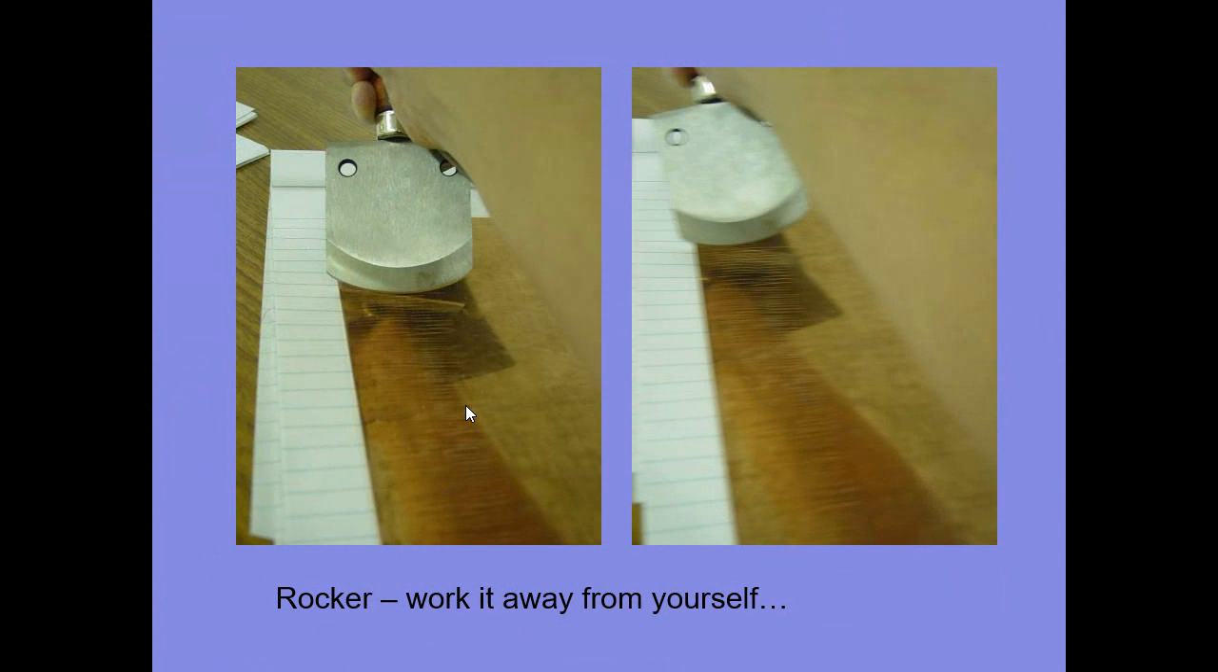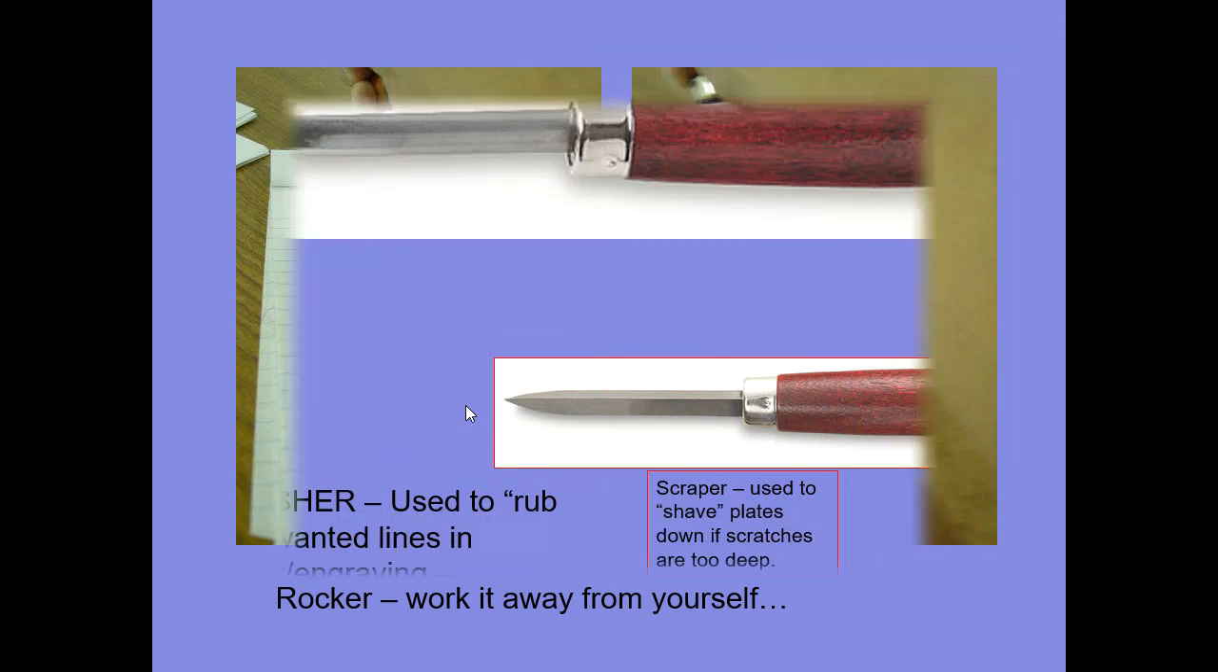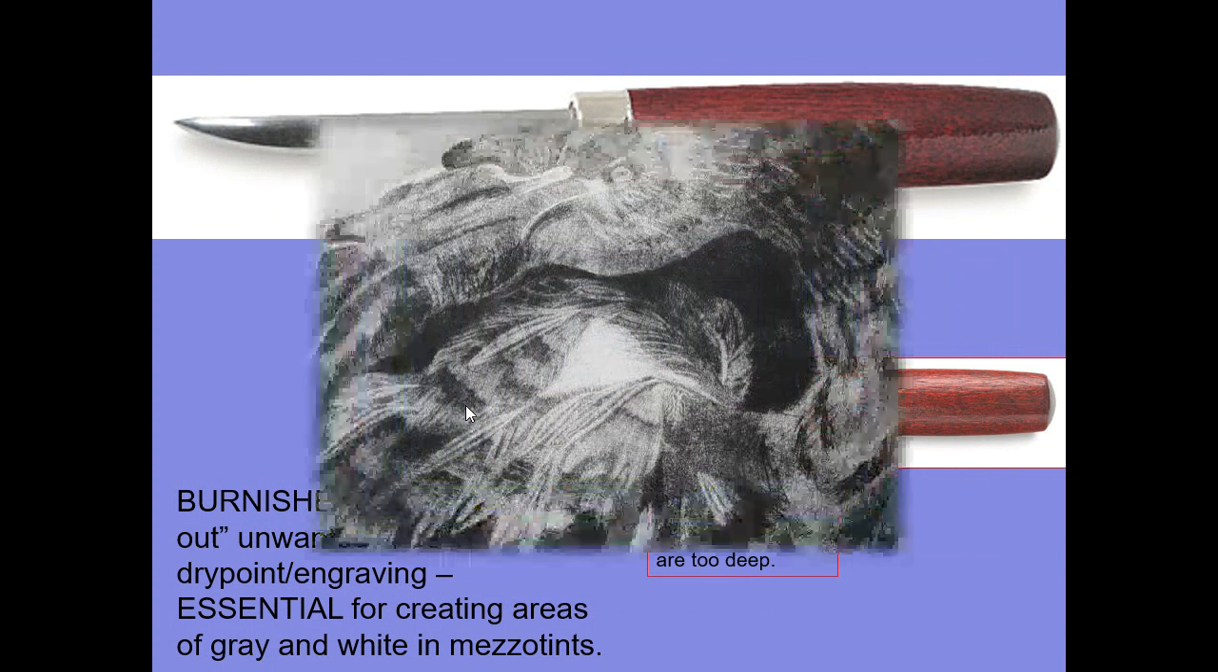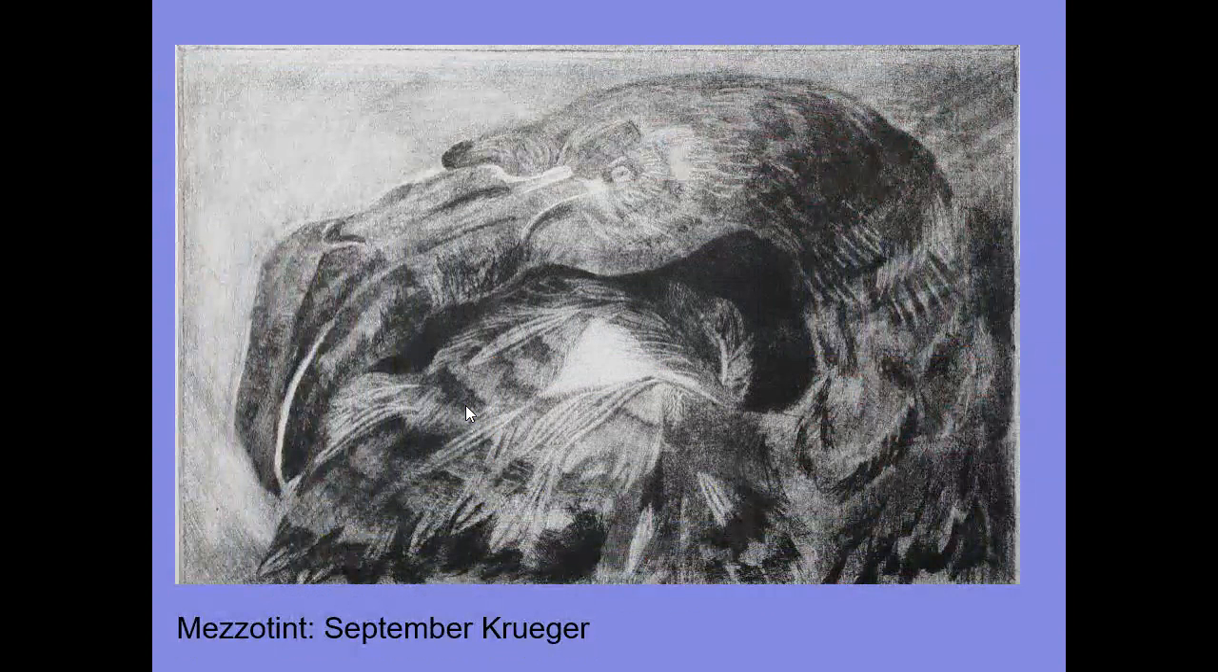And there you see I'm rocking back and forth and working the tool away from myself, from my body away. Rock, rock, rock, rock, rock. I'm then going to use the burnisher and the scraper to soften some of the burrs, scrape some of them away, and it will allow you to create something that has a huge range of value from dark to light.